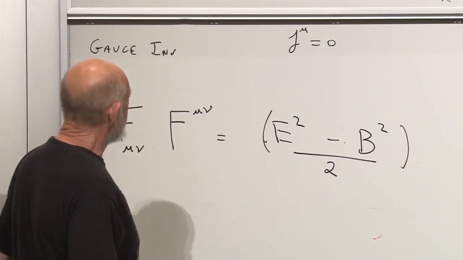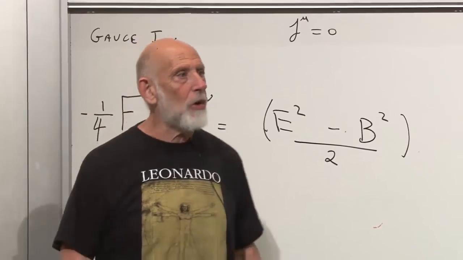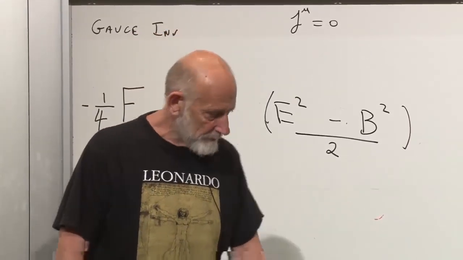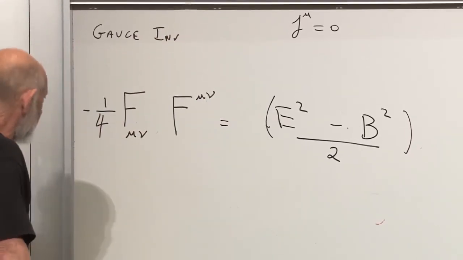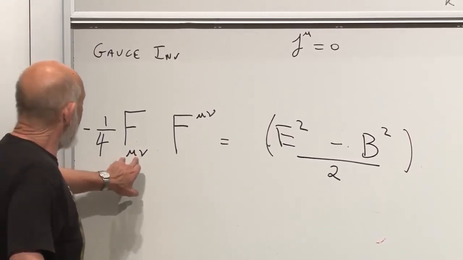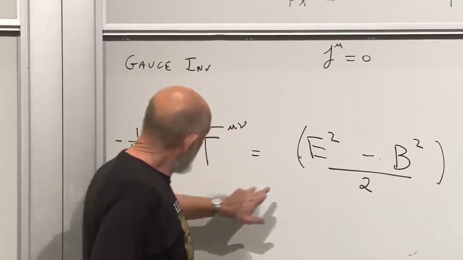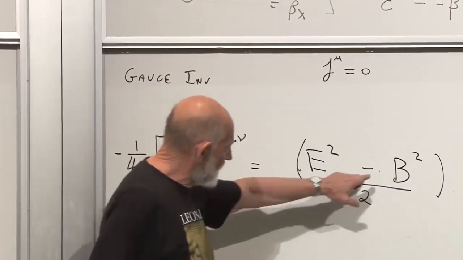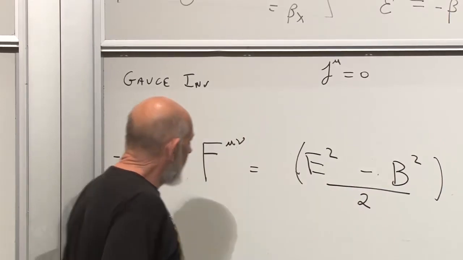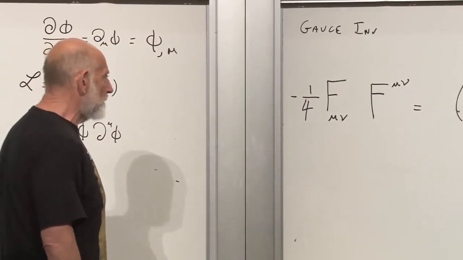What about F00? Is that 0? That's 0. All the diagonal elements of F are 0: F00, F11, F22. So there are only the off-diagonal elements. The off-diagonal mixed space-time components, those are electric. The space-space components are magnetic. All right, so that's the Lagrangian, E squared minus B squared.